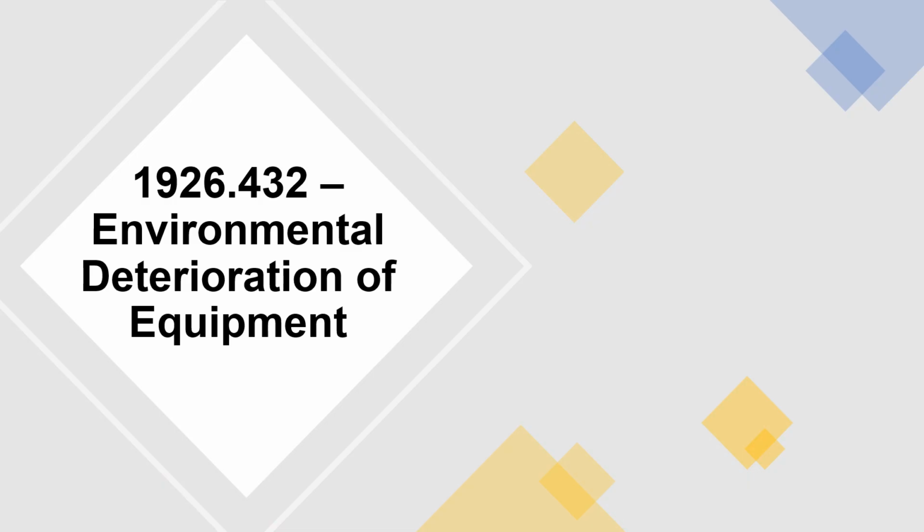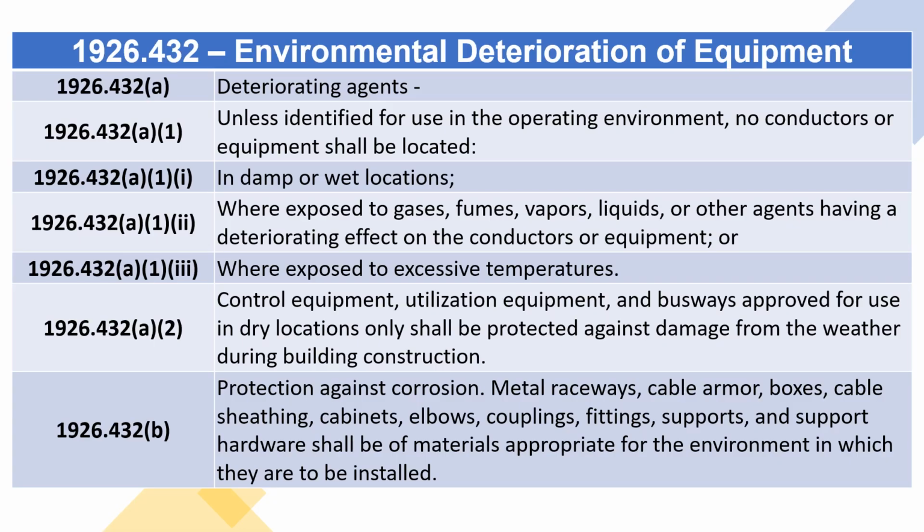1926.432 Environmental deterioration of equipment. 1926.432(a) Deteriorating agents. 1926.432(a)(1): Unless identified for use in the operating environment, no conductors or equipment shall be located (i) in damp or wet locations, (ii) where exposed to gases, fumes, vapors, liquids, or other agents having a deteriorating effect on the conductors or equipment, or (iii) where exposed to excessive temperatures.